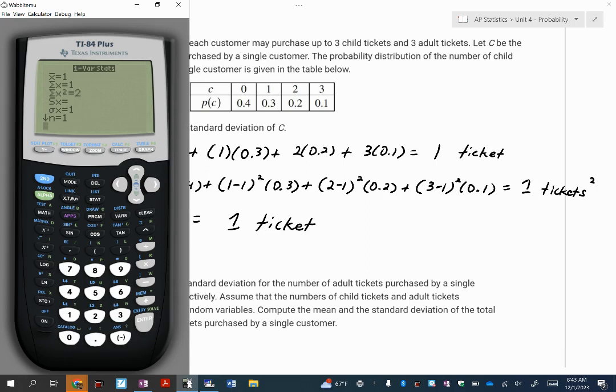Do you see X bar? I usually use Y bar, but X bar is the mean, and that says 1. What was our mean? 1 ticket. That confirms it. Do you see where it says sigma X? That's the standard deviation. This is the only time I would use sigma. I've taught you guys to always use SX. So in this case, you're using sigma, which is 1. So you get the answer there.